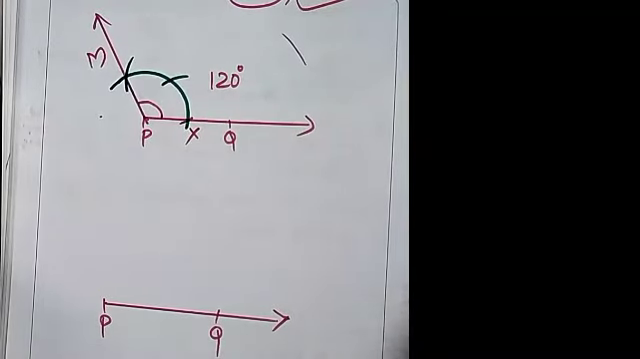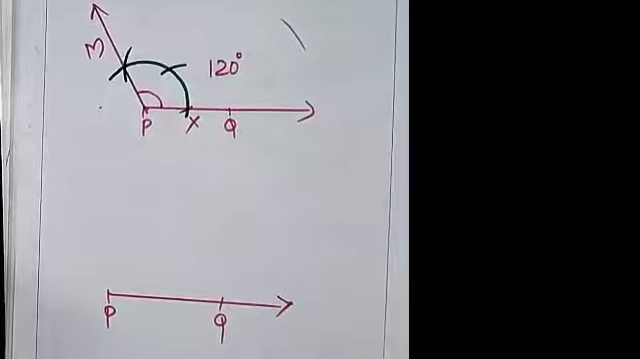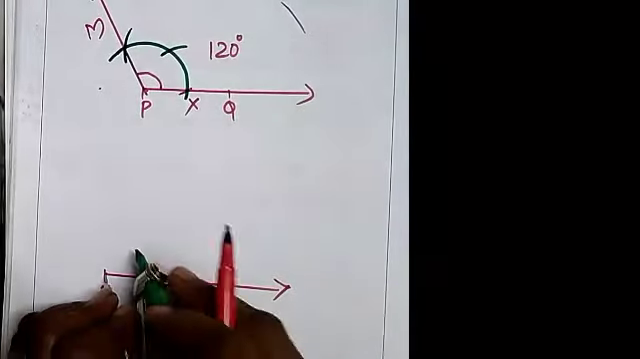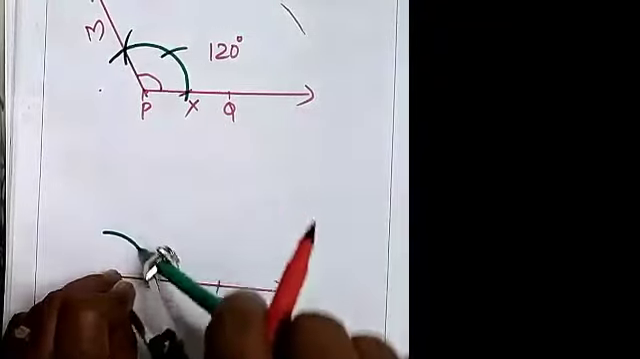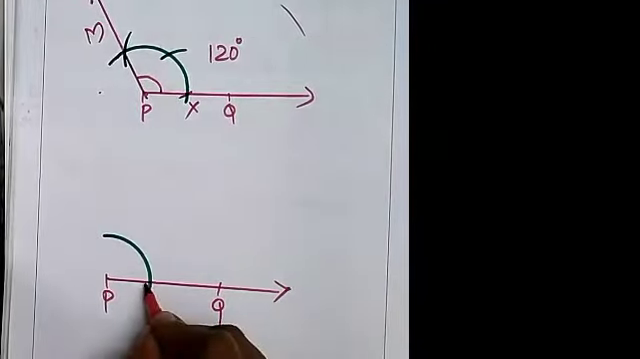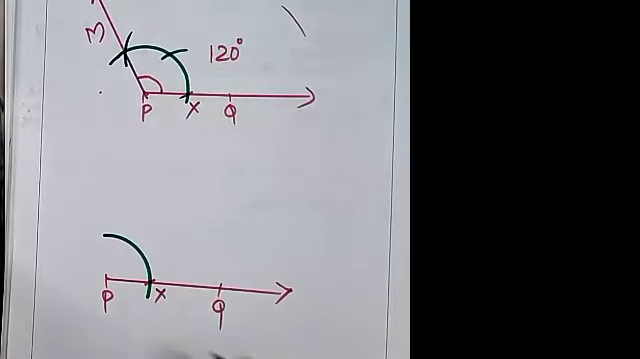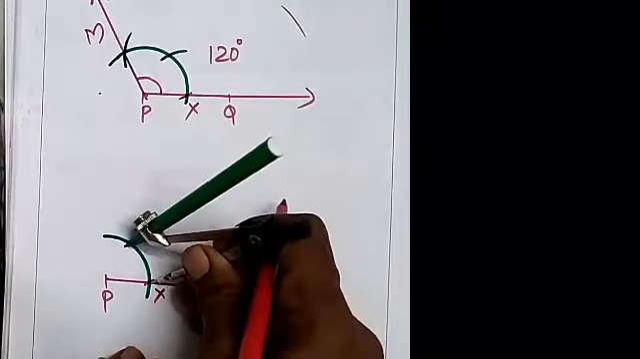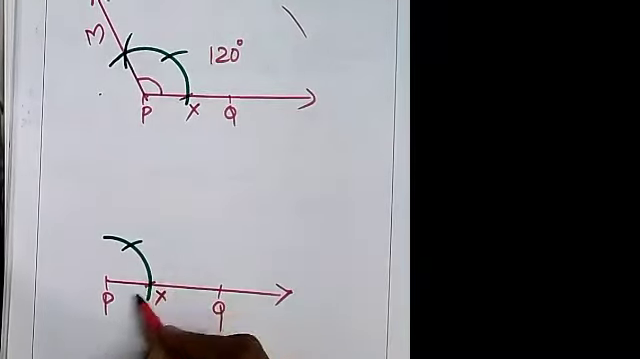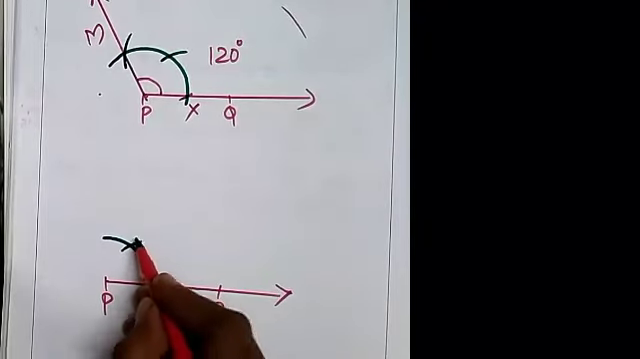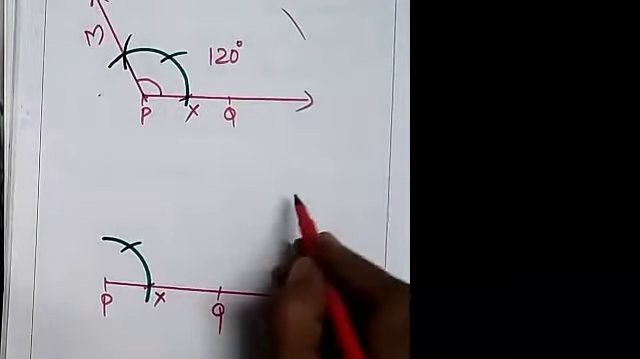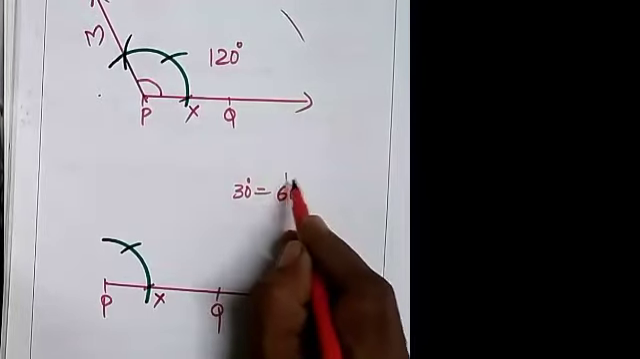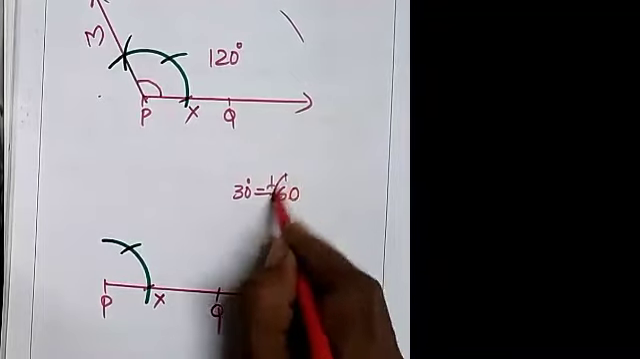Now with P as center and any convenient radius, you draw an arc. So you know this method, here the point is X. Same method: with X as center, the same radius, draw one more arc. So you know this angle is 60 degrees. Now we need what? 30 degrees. 30 degrees is half of 60 degrees.